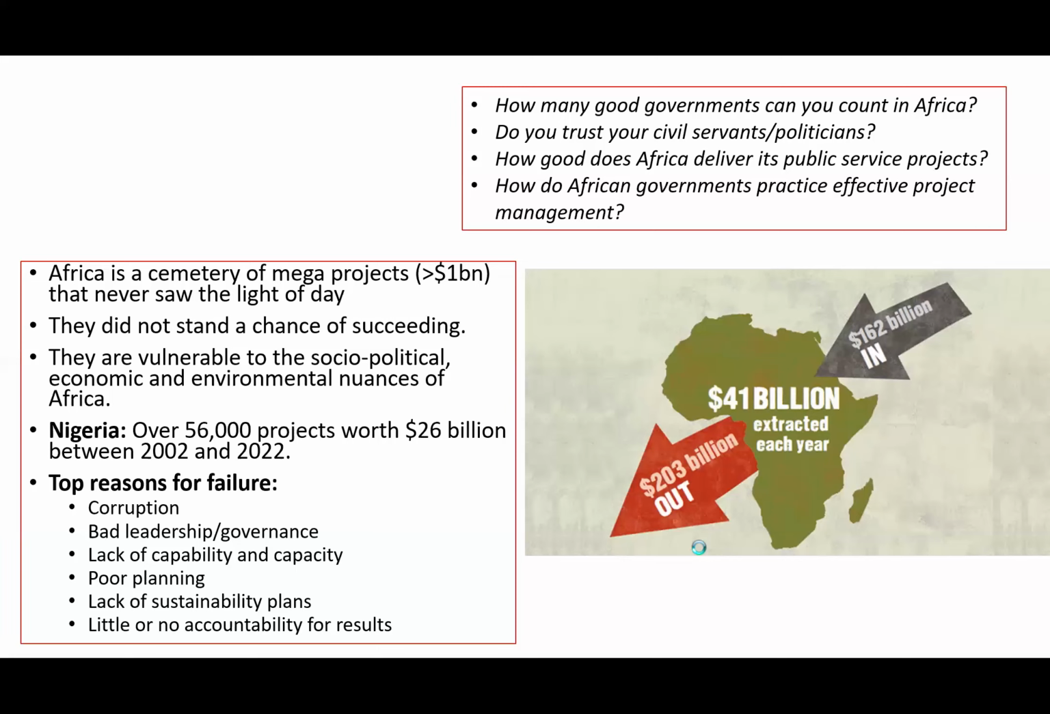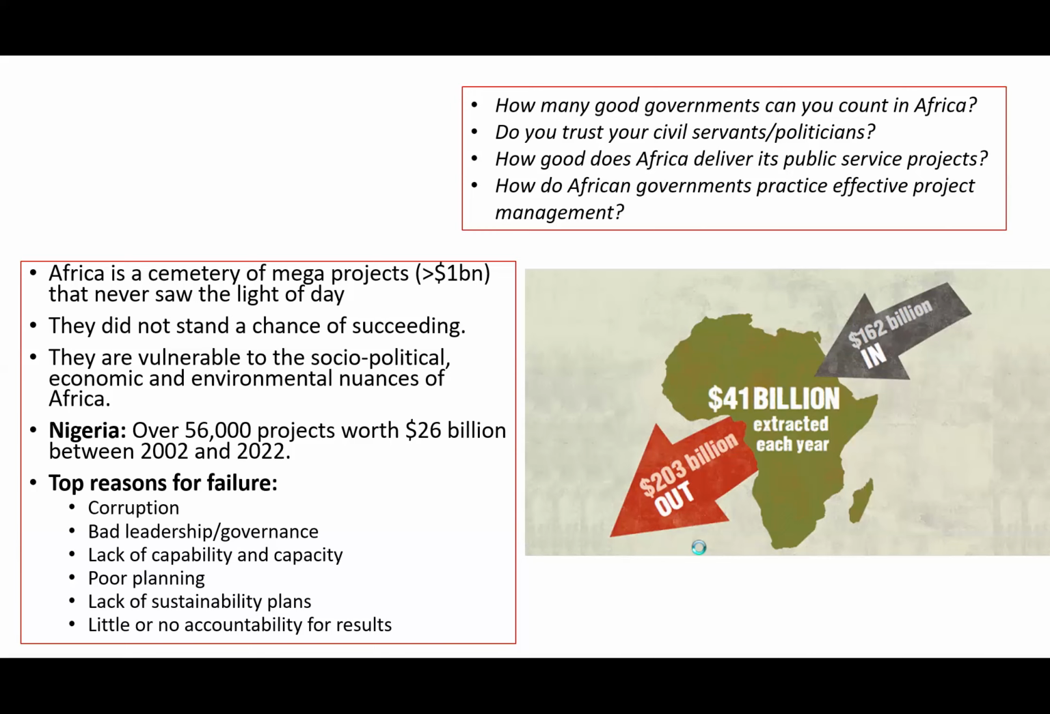If you look at Africa, you are seeing a symmetry of mega projects that never saw the light of day, what are called white elephants. Projects, for example, in Nigeria, just as an example, in the 20 years between 2002 and 2022, 56,000 projects were abandoned, worth $26 billion. Usually, these are projects that governments came and made a lot of noise about. They started and they couldn't finish. Why? Corruption, bad leadership, lack of the capability and capacity to run these projects, poor planning, lack of sustainability plans, and of course, no accountability. We don't hold our governments accountable.